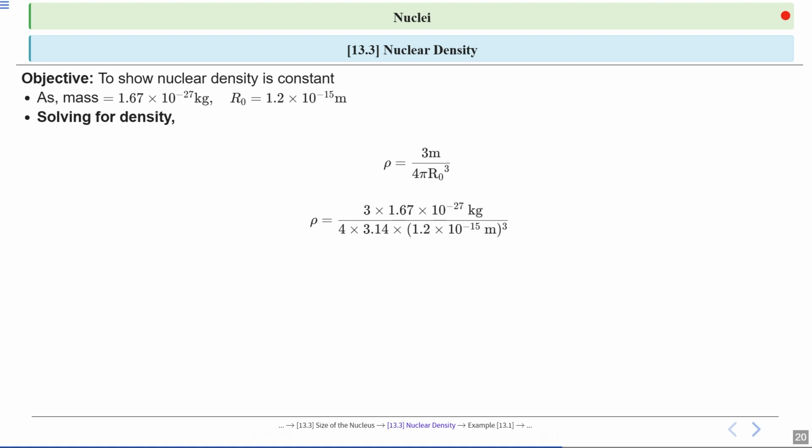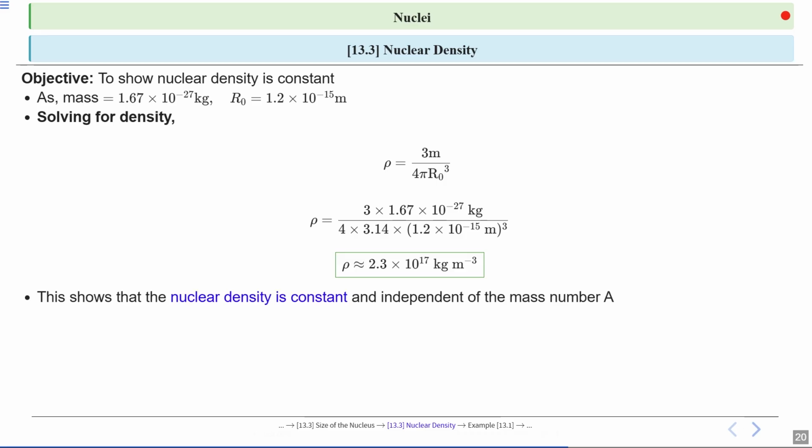Let's substitute the numbers into our formula. We have rho equals 3 times 1.67 times 10 to the power minus 27 kilograms divided by 4 times 3.14 times (1.2 times 10 to the power minus 15 meters) cubed. After calculating, we find that the nuclear density is approximately 2.3 times 10 to the power 17 kg per meter cubed. This is an extremely high density, much greater than anything we encounter in everyday life.